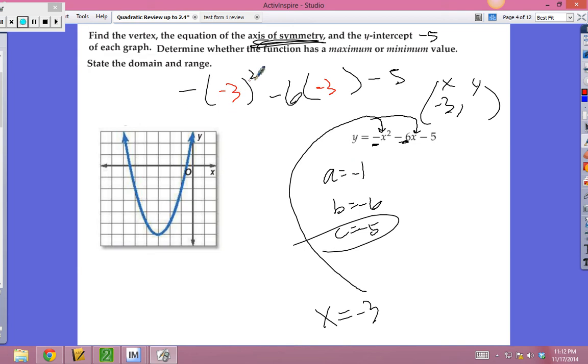Negative exponents first, -3 squared. -3 times -3 is 9. Take the negative to it, -9. -6 times -3 is +18, minus 5. -9 plus 18 is 9. 9 take away 5 is 4. So your vertex happens right there. Left 3, up 4.